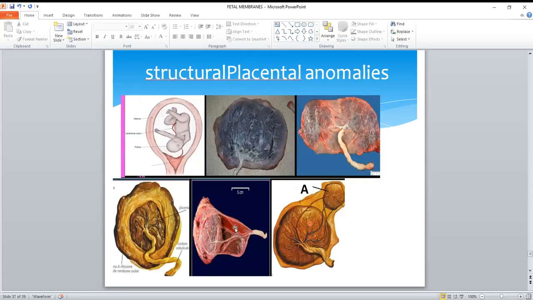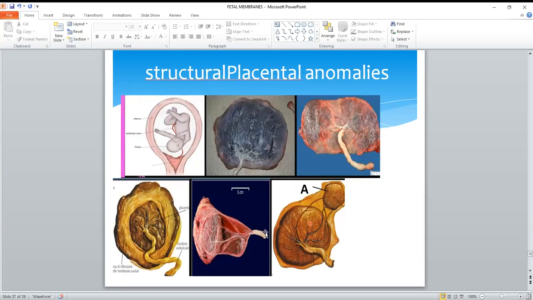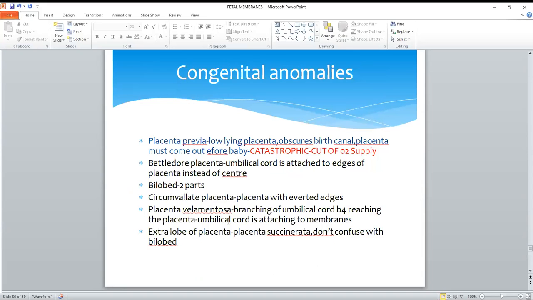And then here we have what is called placenta velamentosa. In placenta velamentosa, there is branching of the umbilical cord before reaching the placenta. The umbilical cord branches before it reaches the center. You see, it's abnormal. It's called placenta velamentosa. Then we have an extra lobe of placenta.